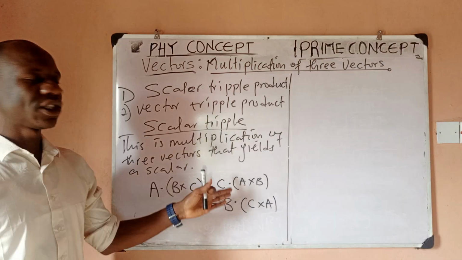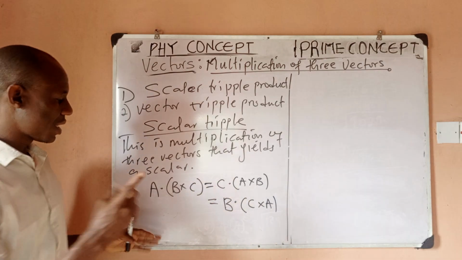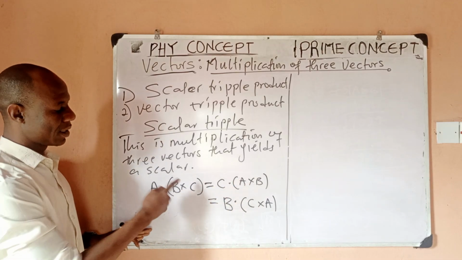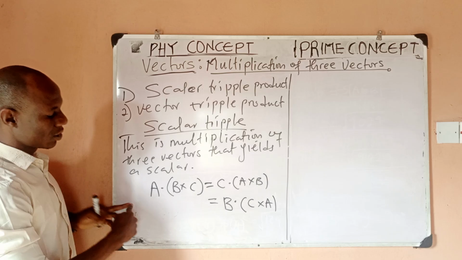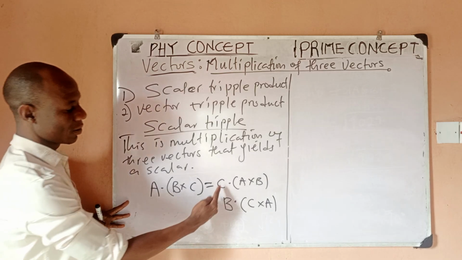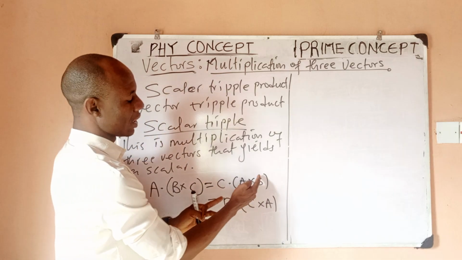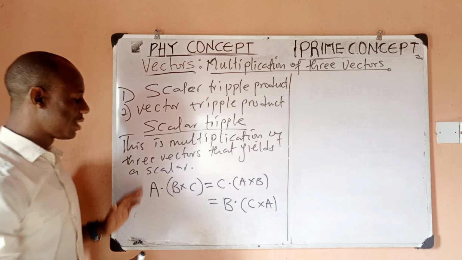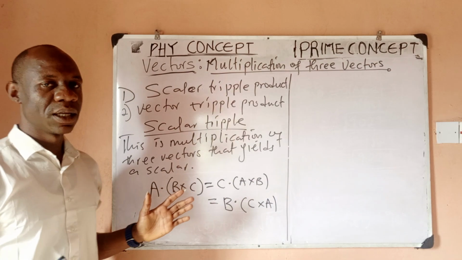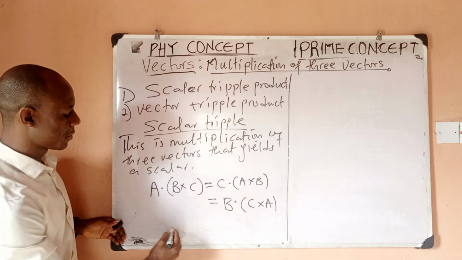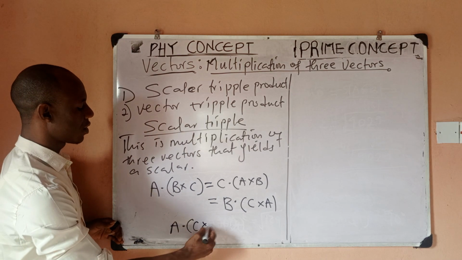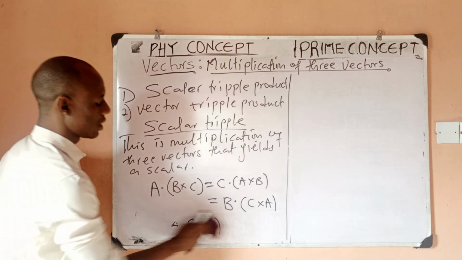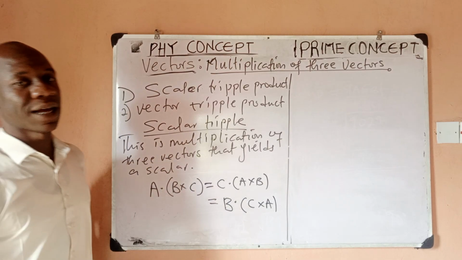How did I actually achieve or remember this result? If I know the first one, for me to get the second equivalent, I'll just take C to the back, so that I'll have C at the back, then A and B. That's what you have here. Then I'll take B to the back, and I'll have B at the back, then C and A. That's what I've done. So these three results would always be the same. But if you mix it, say you now write A dot C cross B, this will no longer be the same. This will be negative. So take note of the three equivalent results I've given you.